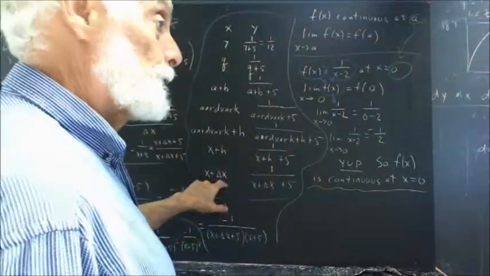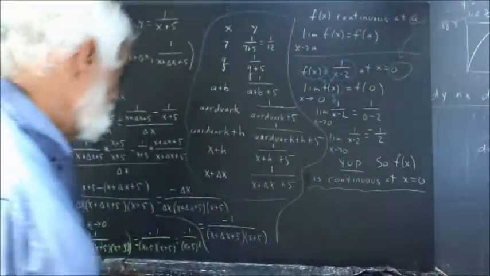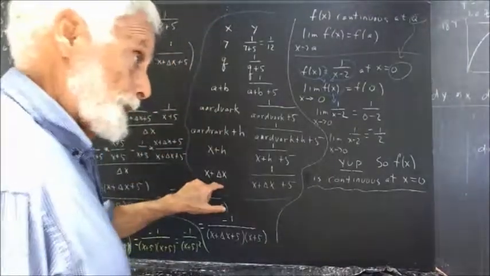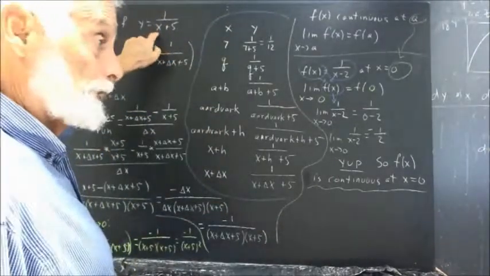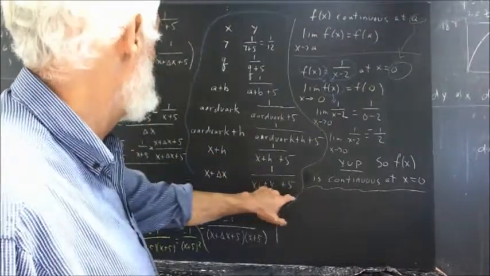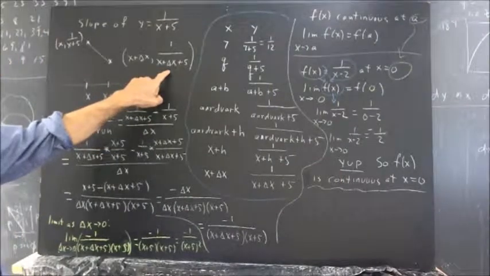And if we have x plus delta x, finally, this should be fairly obvious by the time we get down here. If the x value is x plus delta x, then we replace the x here by x plus delta x. We get 1 over x plus delta x plus 5, which is, of course, what we have here and what we have for this coordinate.